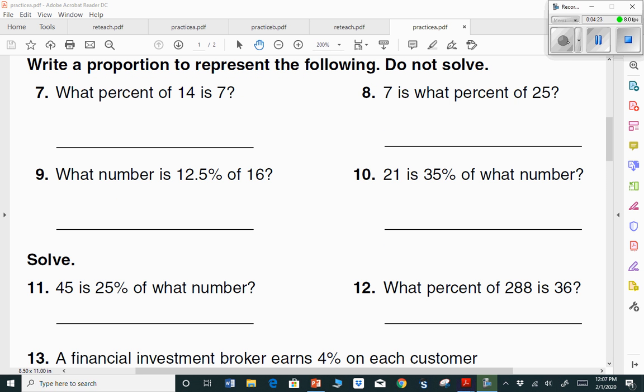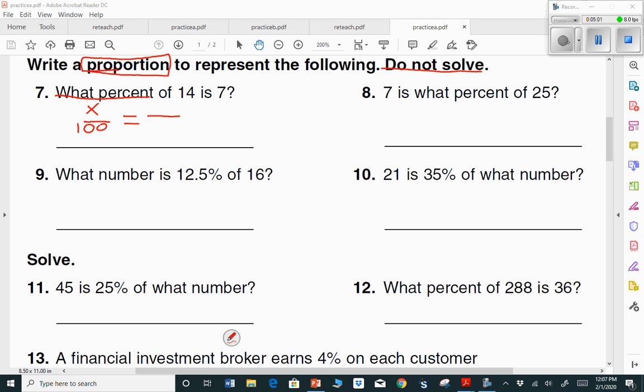Okay, in the next set of questions, we're being asked to write a proportion. It's always good to know how to write a proportion to represent each situation. And again, we're not required to solve. All we're going to do is write the proportion. So a proportion starts with a fraction line, an equal sign, and a fraction line. When it's dealing with percent, we always put 100 on the bottom of this. If we are given the percent, it goes on top of the 100. But this says what percent, and what means X.